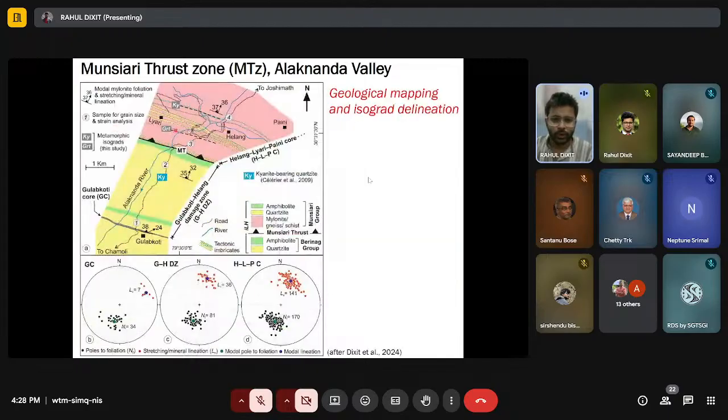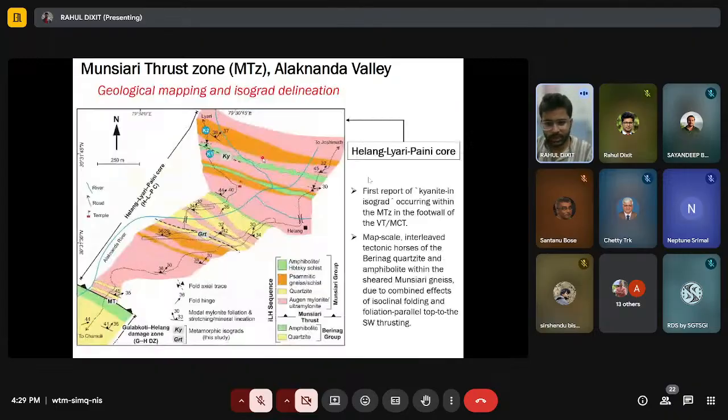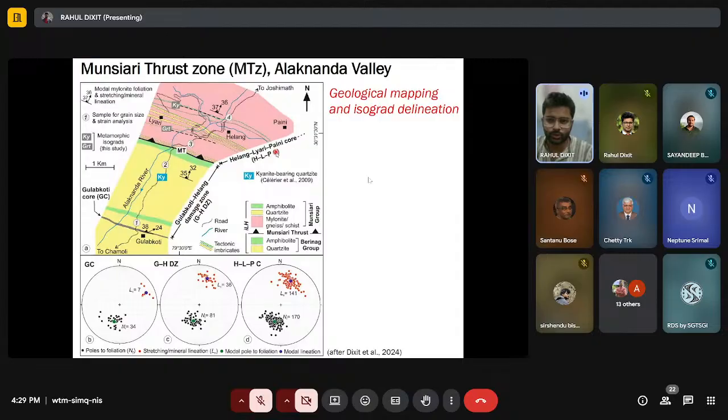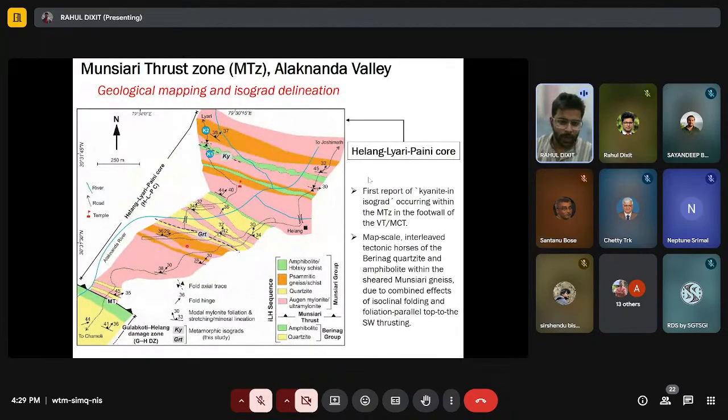Now we tried a detailed mapping specifically in the Helang-Lyari-Penny core region to identify and map the different imbricates present here. This particular map is the magnified version of the Helang-Lyari-Penny core. When we did the detailed mapping in the immediate hanging wall of the Munsiari thrust, we could identify at least 6 imbricated bands of quartzites from the footwall that appear in the hanging wall Munsiari group gneisses here.